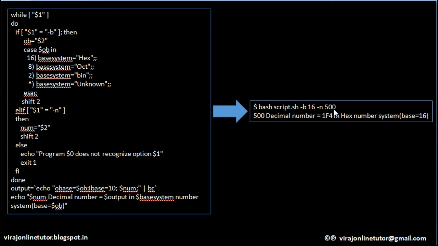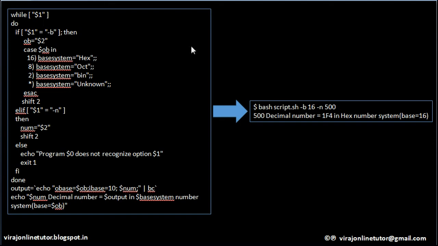Let's see how to go about doing this operation using the shift operator which we just learned. While $1, so what is $1 when we run this script? It is -b. So -b is the first positional parameter. This indicates that the while loop will enter into execution if the content of $1 is non-empty.